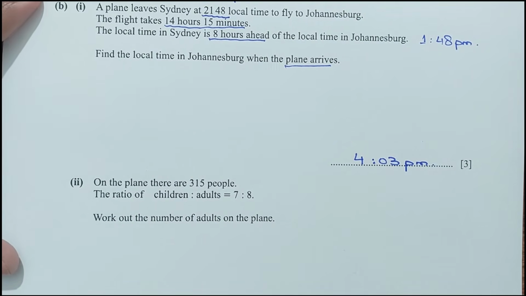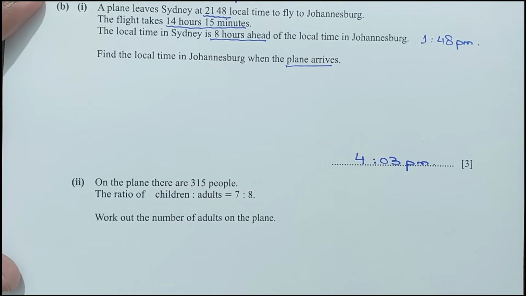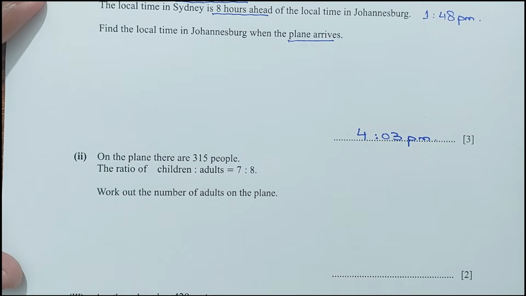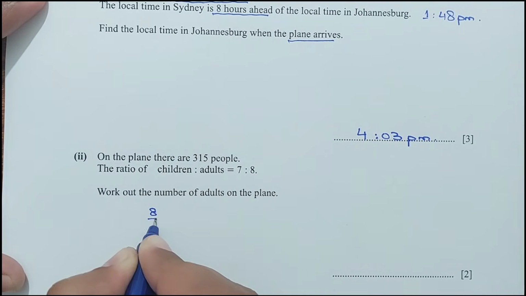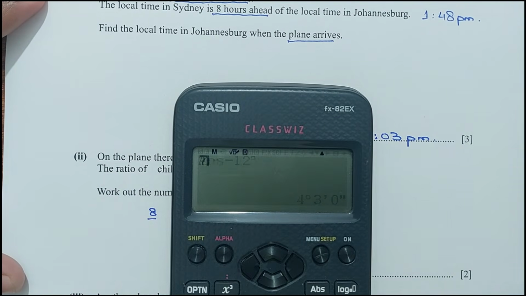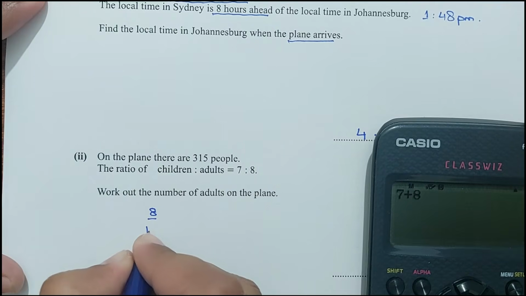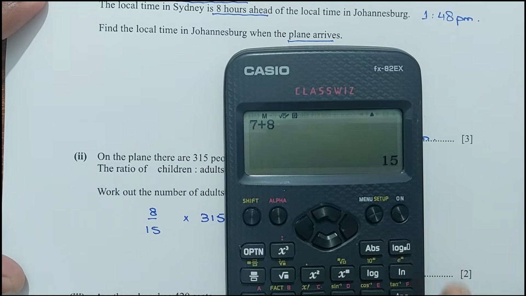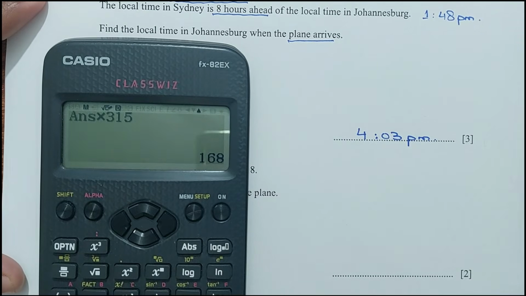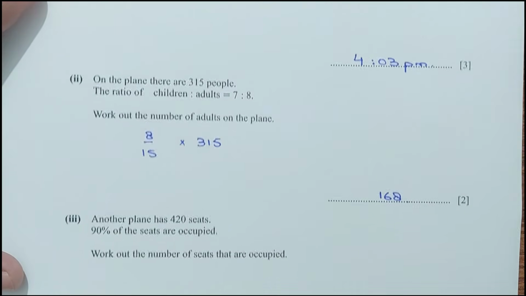Now for the second part, on the plane there are 315 people. The ratio of children to adults is 7:8. Work out the total number of adults on the plane. Adults are 8 out of the total, 7 plus 8 is 15. Multiply by the total people, 315. 8 out of 15 times 315 is 168. 168 people are adults.